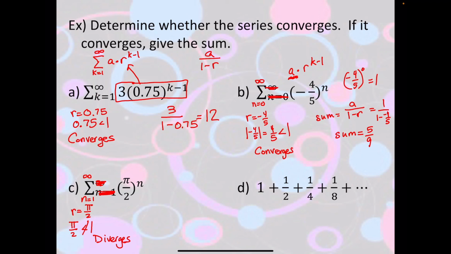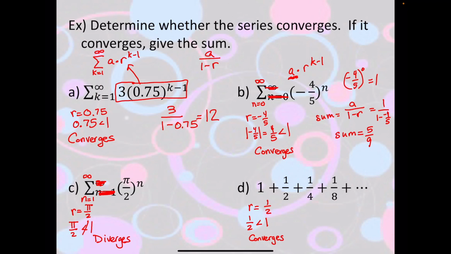All right. So our last one here is not written in summation notation. So we might have to find a few things. First off, we need to know what r equals. So what are we multiplying by? It looks to me like we're multiplying by 1/2 each time. And 1/2 is less than 1, which means it converges.